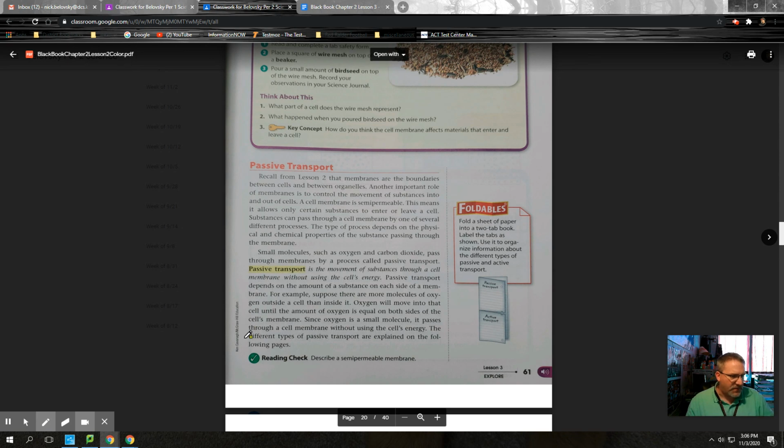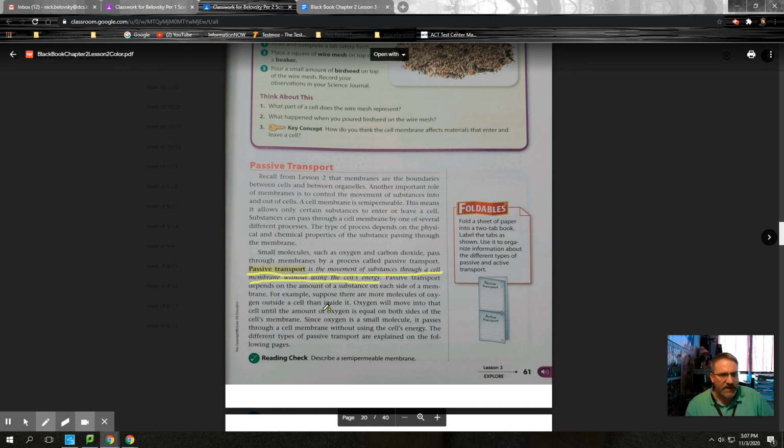Let's see, semi-permeable, and now the next word is passive transport, which is right here, almost the same color as the highlight. Passive transport is the movement of substances through a cell membrane without using the cell's energy. So what passive transport is when something is allowed to come into the cell, but the cell does not have to spend any energy whatsoever to bring the stuff in. Now, I'm not going to say hit pause.